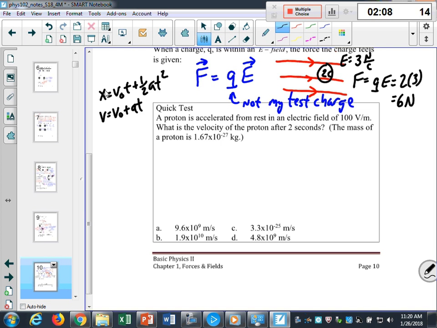Then use Newton's second law to find the acceleration. Remember Newton's second law, F equals ma. So what is A equal to? And then once you find the acceleration, then you want to find what is the speed of this object after 2 seconds.